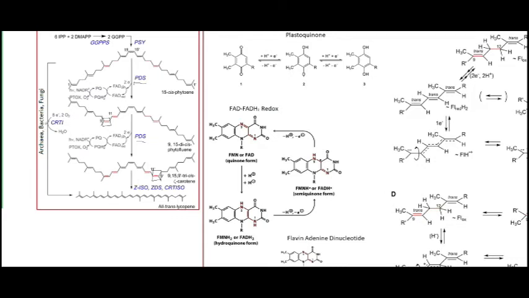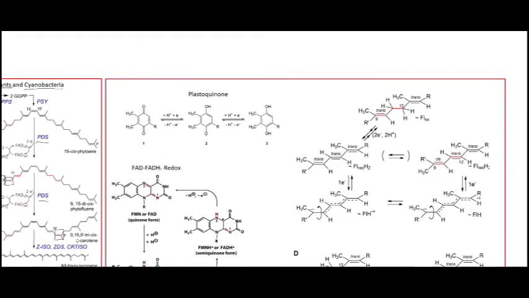So the archaea, bacteria, and fungi actually do that all in a, well, they don't do any of these intermediate steps. They just take this 15-15 prime cis double bond and turn it into a trans double bond.